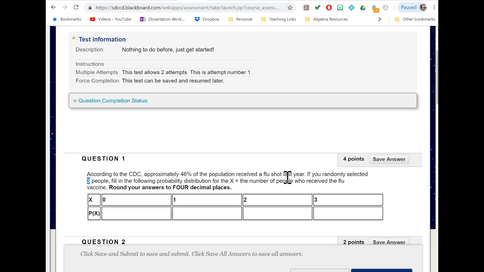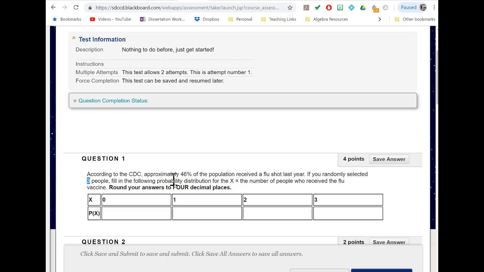If we wanted to go through all the requirements for binomial: binary, they either got or did not receive a flu shot. Independent, if they were randomly selecting people, one is not going to influence the next in terms of whether or not they got a flu shot. We have a fixed number of trials because we're looking at those 3 people, and that probability of success, since we're randomly selecting people, is always going to be that 46%.